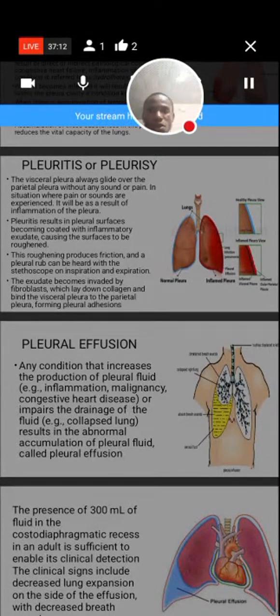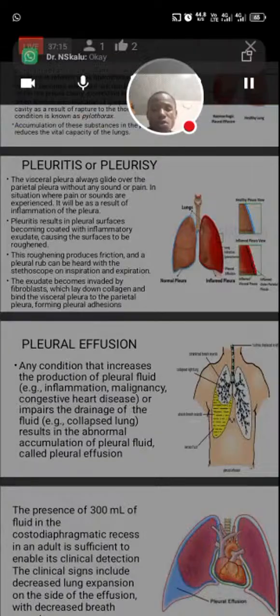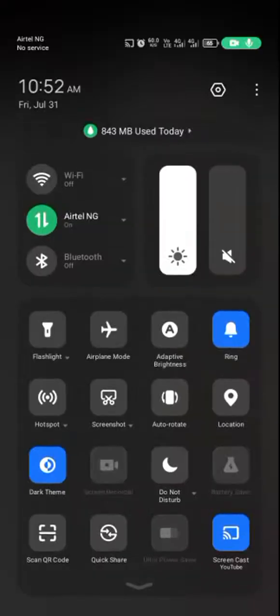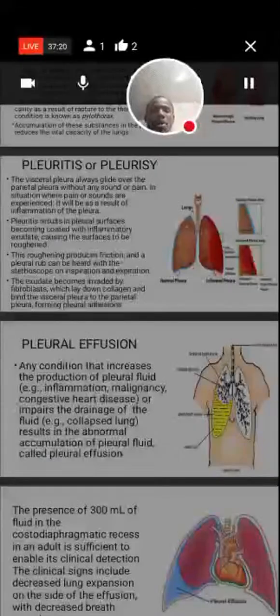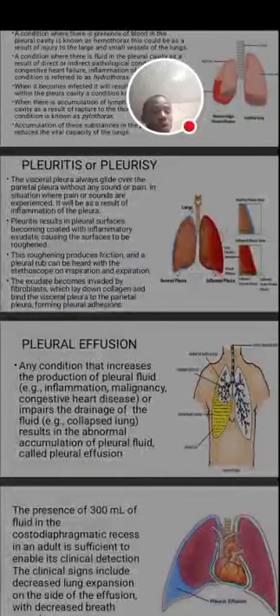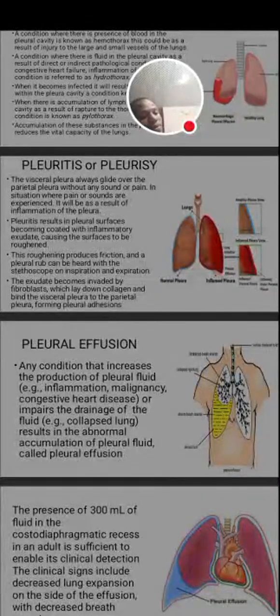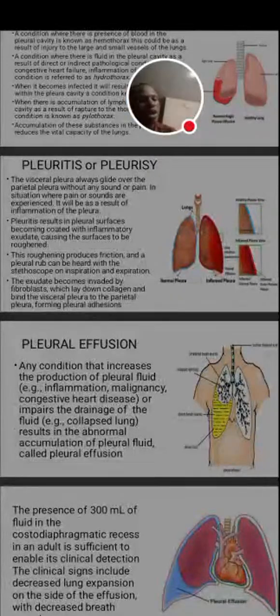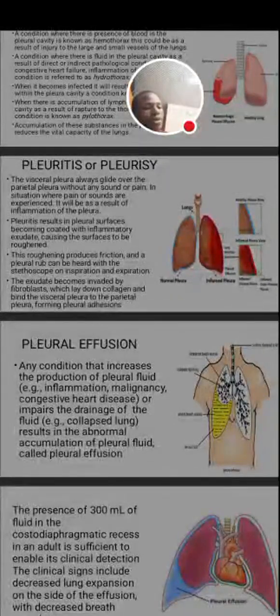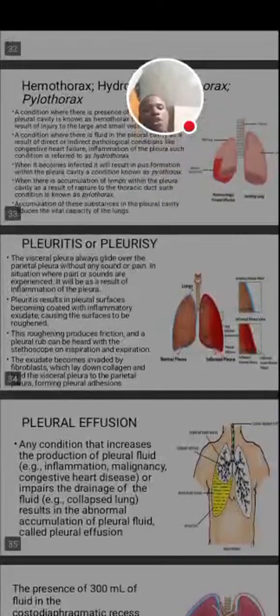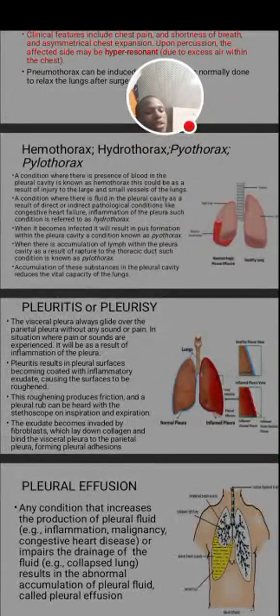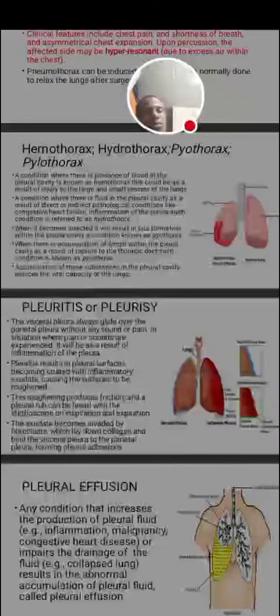So we are still working on the thorax, still working on the pleura. We talk about chylothorax is when there is lymph. Pyothorax is for pus. Hydrothorax is for water, and hemothorax is for blood. Okay.